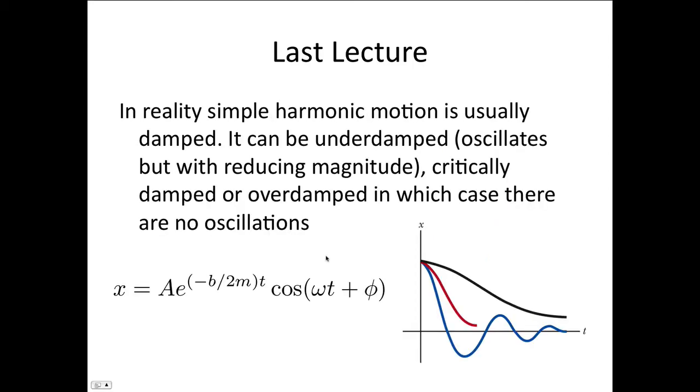Last lecture we said that in reality simple harmonic motion is usually damped. The damping comes about typically because of forces such as friction and air resistance. It can be underdamped, in which case it oscillates, but the magnitudes of the oscillations decrease with time, or it can be critically damped, in which case this cos(omega t plus phi) term becomes just a constant number 1, as omega t plus phi is 0, and in which case it no longer oscillates, or we can even overdamp it, provide even more damping, in which case there's still no oscillations.